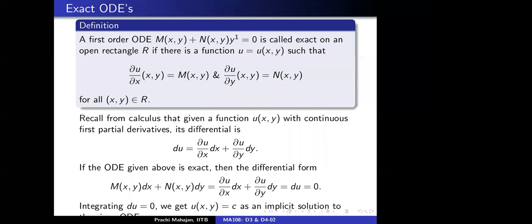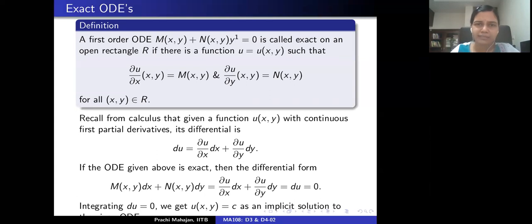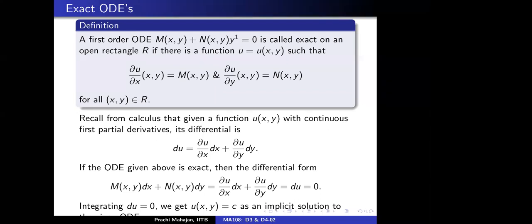Oh, okay, got it. If that's not exact, then we have to look elsewhere to find solutions. That's all I'm trying to say. Thank you, ma'am.